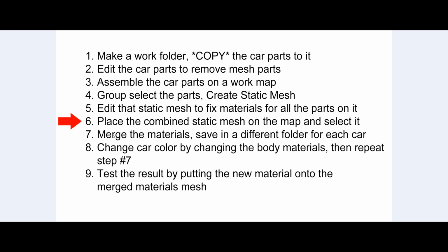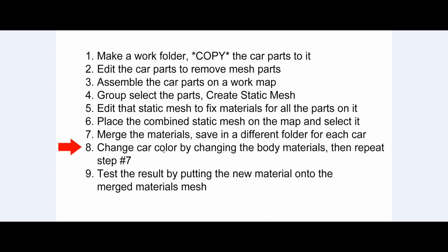Then we're going to take that static mesh once you finish editing the materials and get them correct. You're going to place that mesh on the map, select it. You have to have that on the map and selected in order to use the merge materials. Then you go to the merge materials and the settings. You'll have to refer to the other video or whatever settings you choose. Save in a different folder for each car. This part relates to step 8, which is changing the colors if you want to do that step.